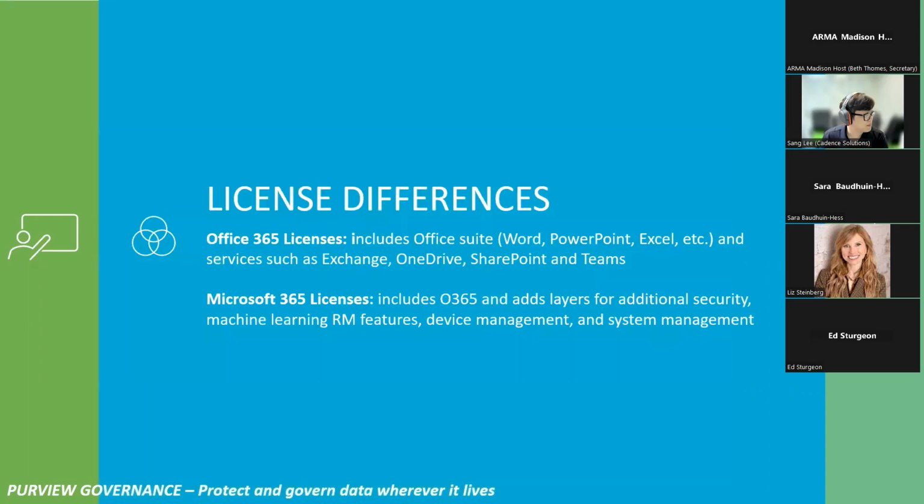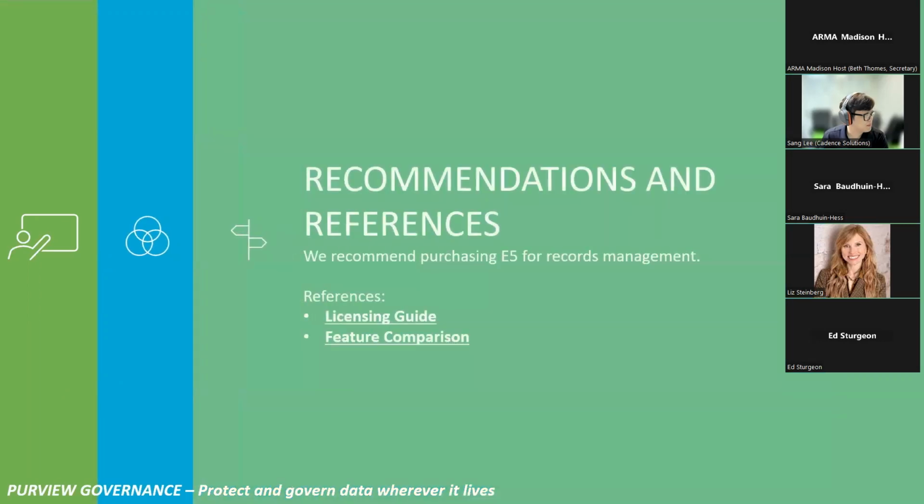Now, you've probably seen there are different license types. There's Office 365 and Microsoft 365. Office 365 is basically the Office suite with Exchange, OneDrive, SharePoint, and Teams. M365 is all of that, plus an additional layer of security and machine learning features. For records management, there's only one feature that M365 adds compared to Office 365, which I will show you soon. If you have any licensing questions or need references, there are links on the slide, and we will be sharing the slides after the presentation.